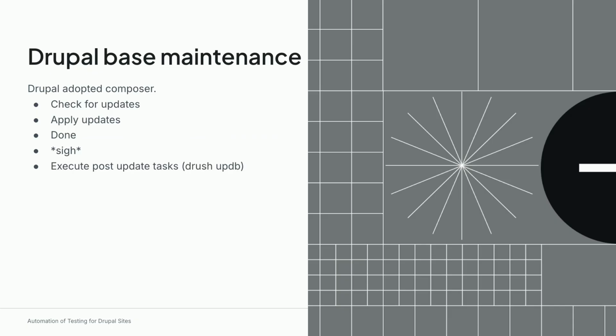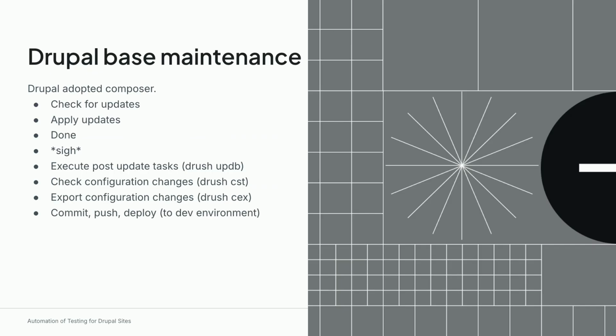Not really, right? After the code is updated, we need to go and run the update hooks. And then once the update hooks have run, if they run successfully, we have to check if the configuration changed. And if the configuration changed, we have to re-export the configuration so that we can then commit the change, like the contrib updates or core updates, alongside the configuration change. Otherwise, you're going to just ship the code change, but not the necessary configuration change.